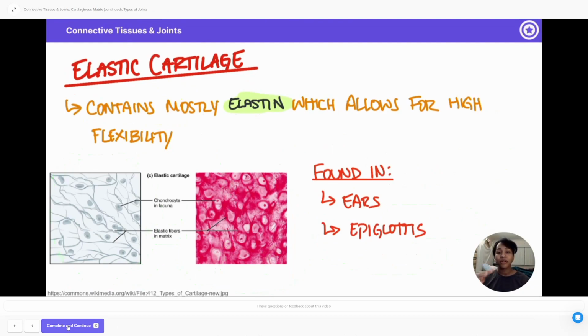which is the flap that covers your trachea when you're eating. And that's a structure that has to be really flexible in order to kind of flap back and forth. So that's probably a more helpful example of why elastic cartilage is important than the ear.